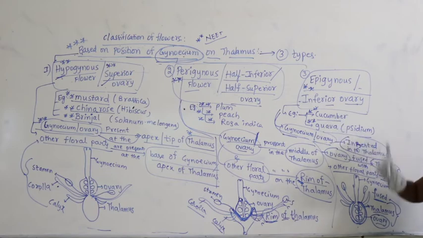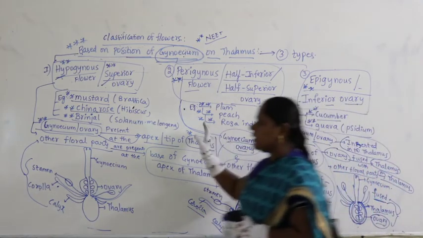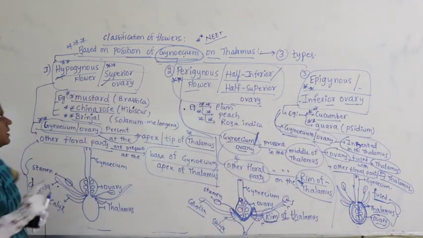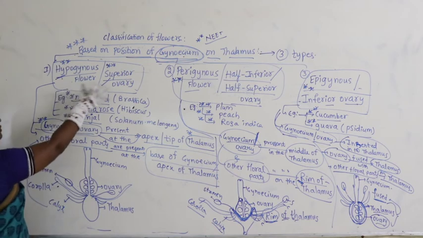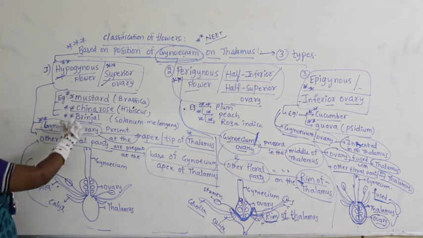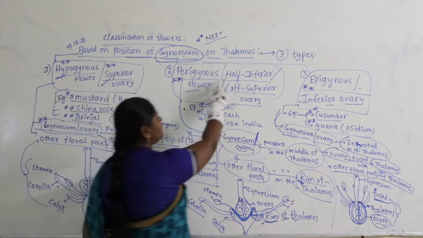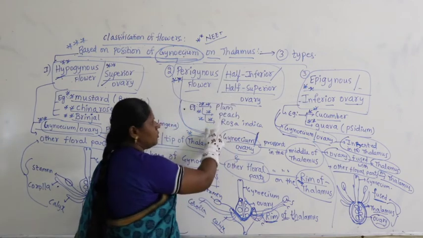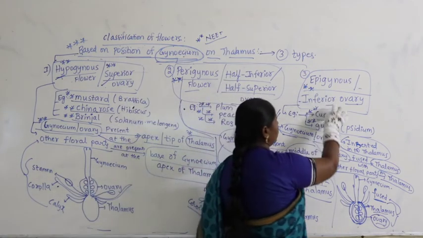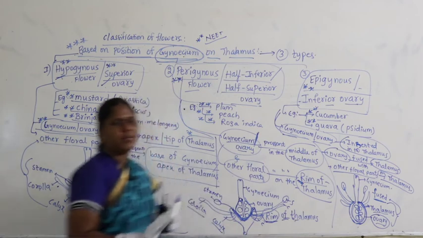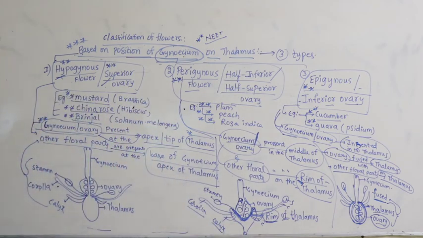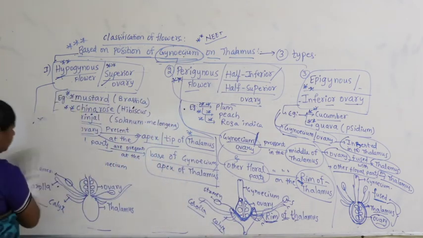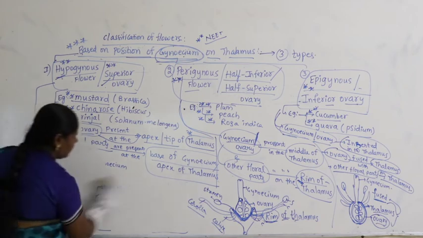Guava, scientifically, is called what? Psidium guajava. Right? So this is nothing but all three types. Guys, I am telling you, examples are very important. Hypogynous, superior ovary means mustard, China rose, brinjal. Perigynous, half superior half inferior, means plum, peach, rose. Epigynous or inferior means cucumber and guava. Very important. Make sure that you practice it on paper.